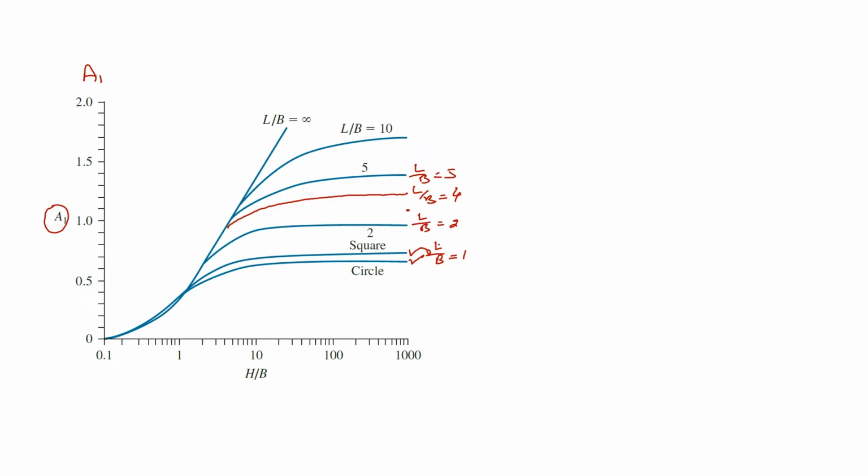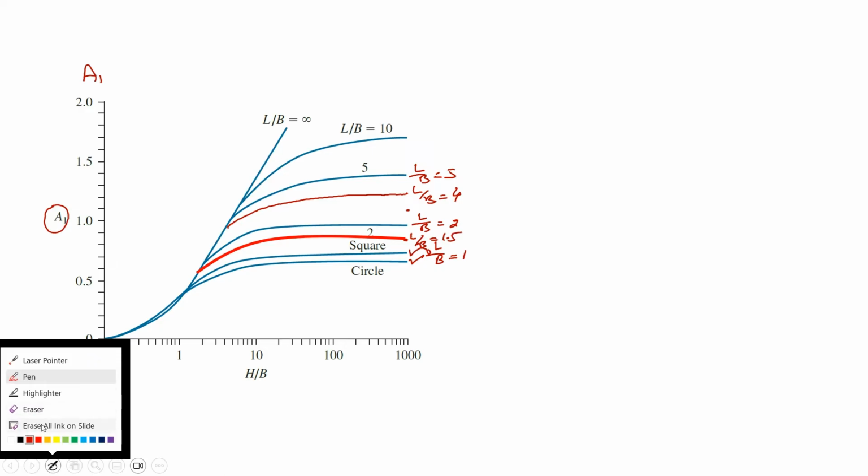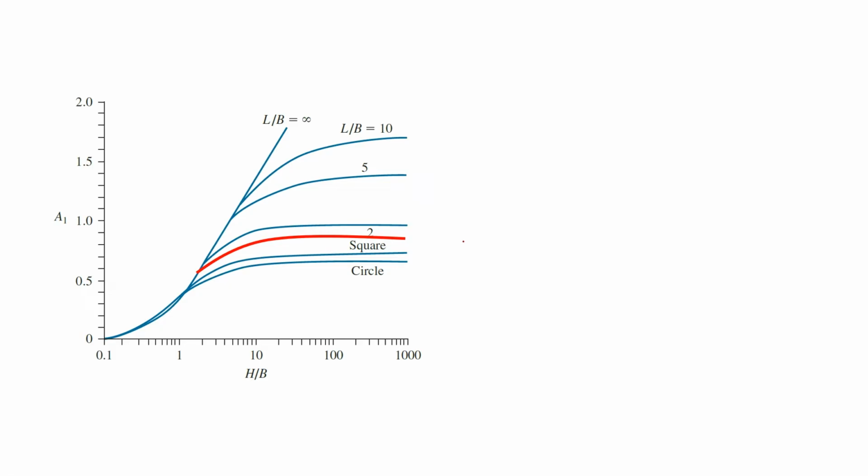So in our case, L by B is equal to 1.5. So basically, we will draw a point between 1 and 2, and we will move in this direction along this curve. Say this is the curve in red for L by B equal to 1.5. So our value for L by B is equal to 1.5. And what is the value of H by B in our case? That was equal to 2.